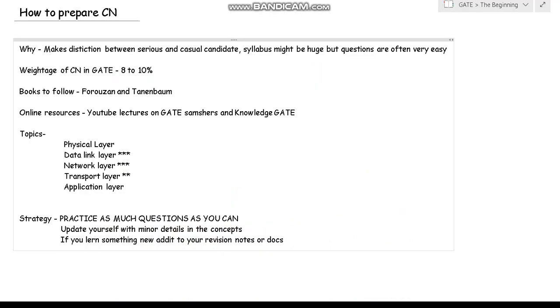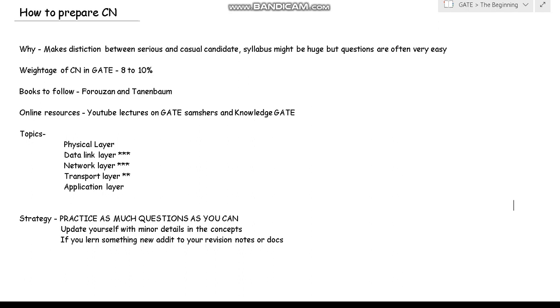Okay. Now for online resources, if you want to watch any YouTube videos, then Gate Smashers and Knowledge Gate are the channels which you can follow to learn the CN. Now the topics are the physical layer, data link layer, network layer, transport layer, and the application layer. In the past few years, questions related to the physical layer are not that frequently asked. However, the data link layer and the network layer are the hottest when it comes to questions, followed by the transport layer.